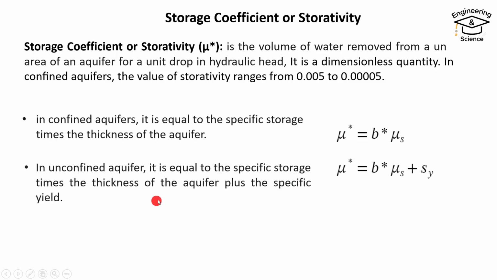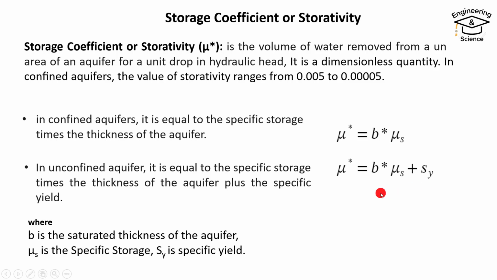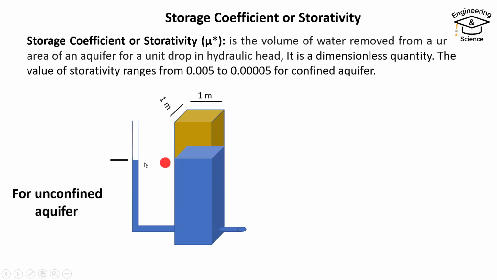But in an unconfined aquifer, it's equal to the thickness of the aquifer times the specific storage plus the specific yield. In future tutorials, we will explain what the specific yield is. Where B is the saturated thickness of the aquifer, mu sub S is the specific storage, Sy is the specific yield. For an unconfined aquifer, let us visualize the definition.